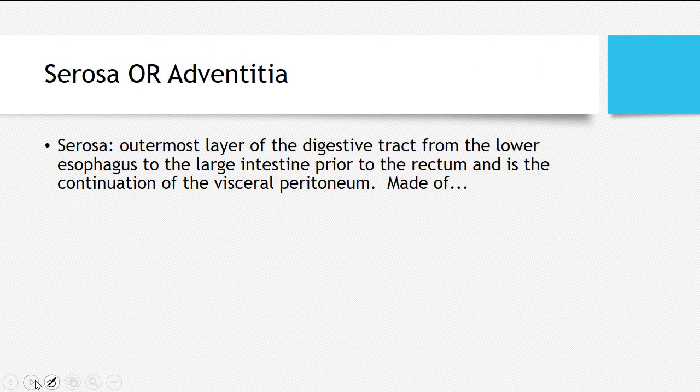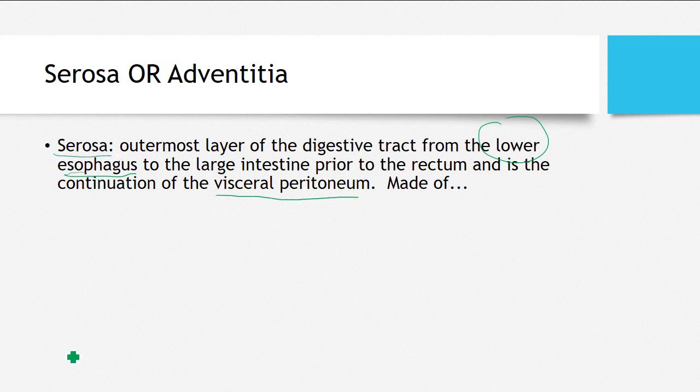Okay, serosa or adventitia. Like I said earlier, most of it is going to be serosa, but there are parts that are going to have adventitia. So the outermost layer for most of our digestive tract, from the lower esophagus, notice how it says lower esophagus, because the upper esophagus will have the adventitia instead, and all the way to the intestines prior to the rectum. Okay, this is all part of the visceral peritoneum. They're synonymous with each other.